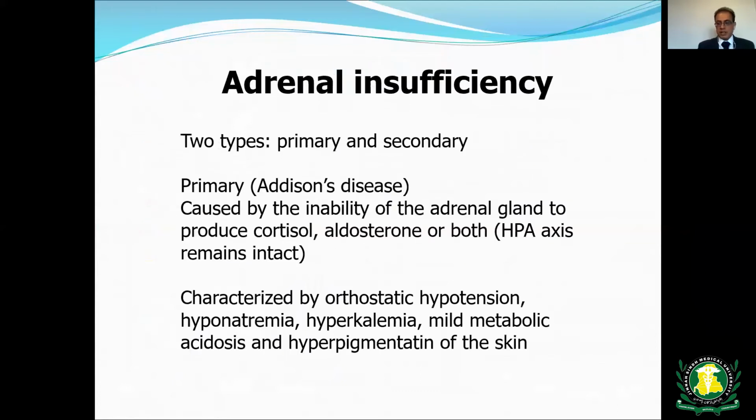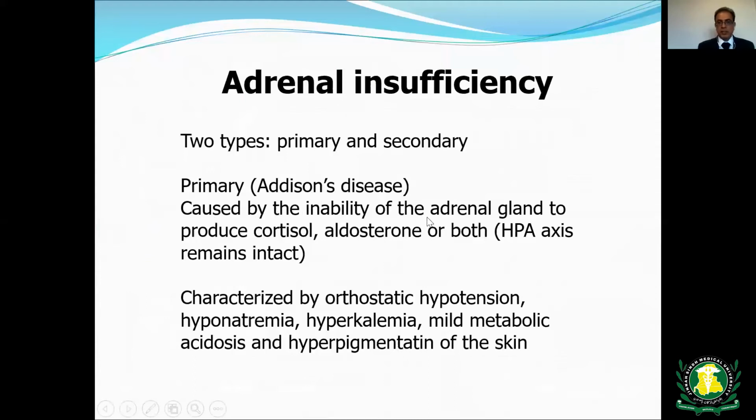So as I said earlier, in endocrinology you always come across the terminologies primary and secondary disease. Primary is when the gland itself is affected, and secondary is when it affects either the pituitary or hypothalamic area. If it is primary, it is called Addison disease. Primary adrenal insufficiency is called primary Addison disease.